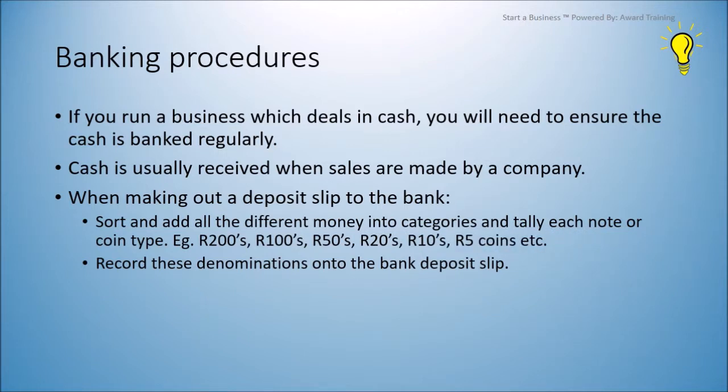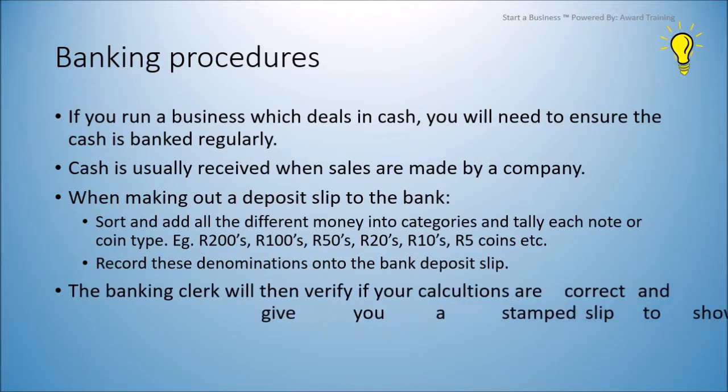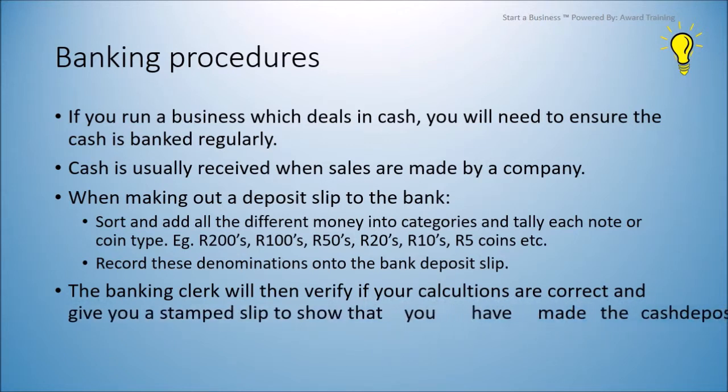For example, the 200s, the 100s, the 50s, the 20s and 10s, and 5 Rand coins, etc., each into separate piles. And then record these denominations onto the bank deposit slip before you make the deposit. The banking clerk will then verify if your calculations are correct and give you a stamped slip to show that you have made the cash deposit.